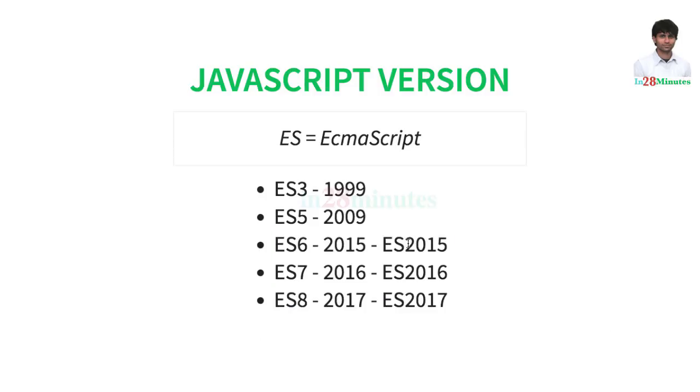Of late, the year in which an ECMAScript standard has been released is also being used to represent the version. So ES6 was released in 2015. So this is also called ES 2015. So you have ES 2016, which is nothing but ES7. ES 2017 is nothing but ES8.